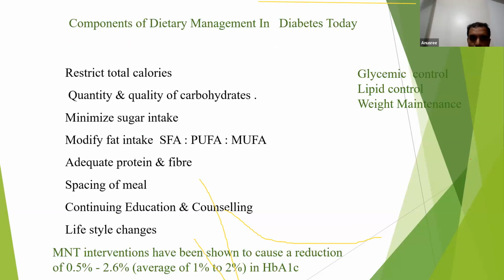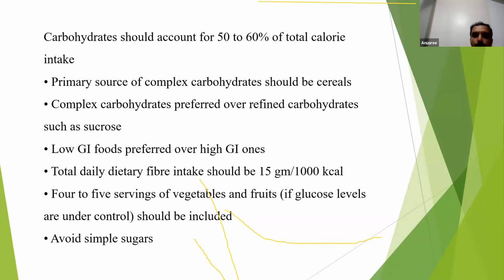The approach is to restrict calories, the quantity and quality of carbohydrate, and modify fat intake, which I will deal with in detail. The carbohydrate should be 50 to 60% of total calories, and it should be complex carbohydrate. Refined sugars should be avoided. Low glycemic food should be taken. And there should be fiber with each carbohydrate meal.